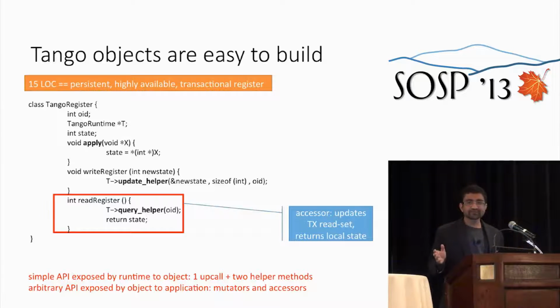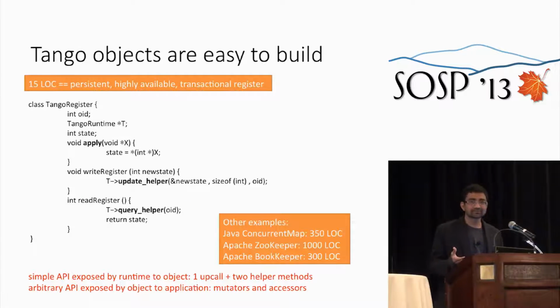And the interesting point is, this is a toy example, but we can build fairly sophisticated data structures using this template. So for example, a Java collection like a concurrent map is around 300, 350 lines of code. We can also implement systems like Zookeeper. So original Zookeeper is 13,000 plus lines of code. We can emulate that API in 1,000 lines, and we get transactions in the bargain.